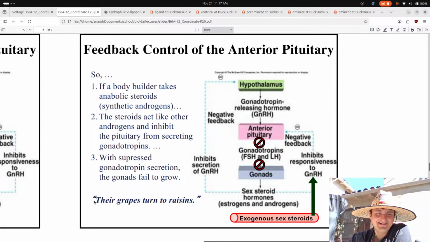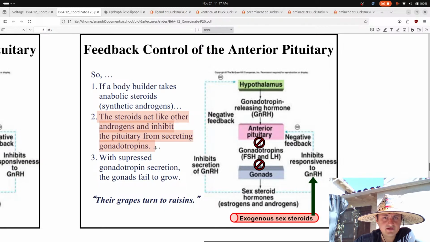Oh shit. They're grapes turned to raisins. Ew, bro. What the hell? If a bodybuilder takes anabolic steroids, the steroids act like other androgens and inhibit the pituitary from secreting gonadotropins.